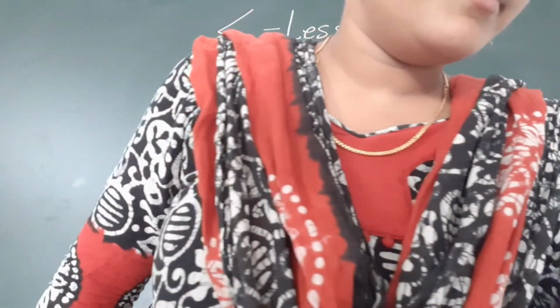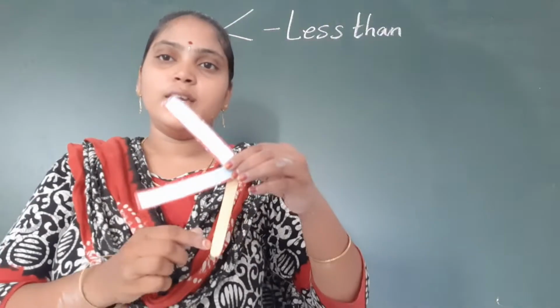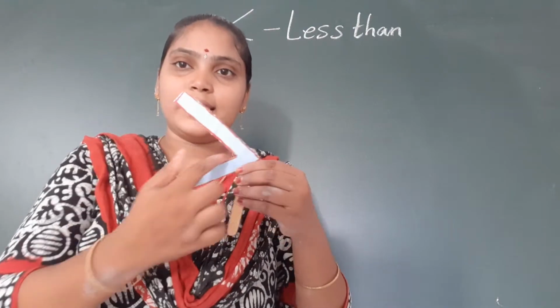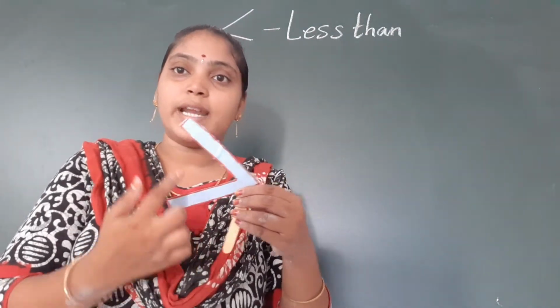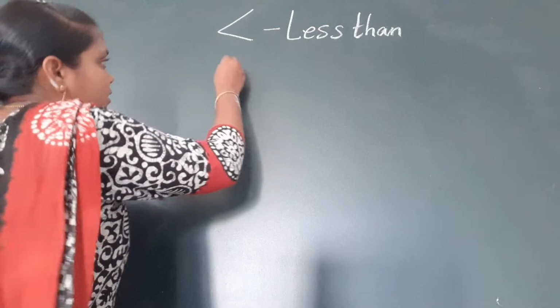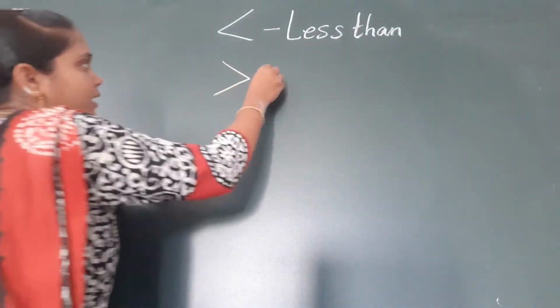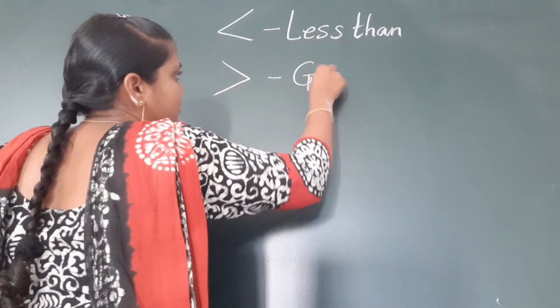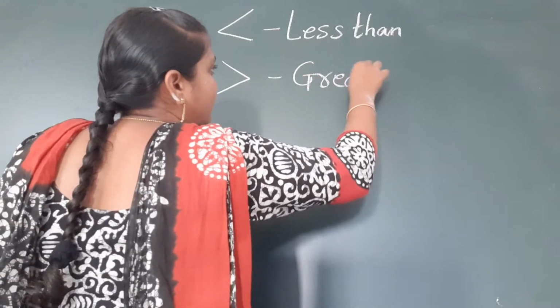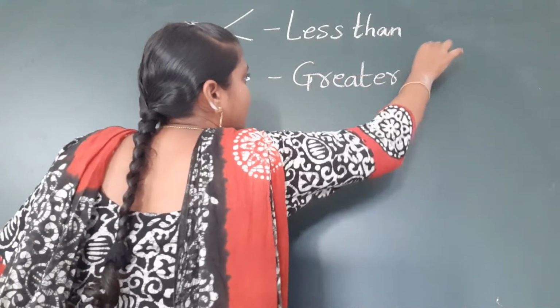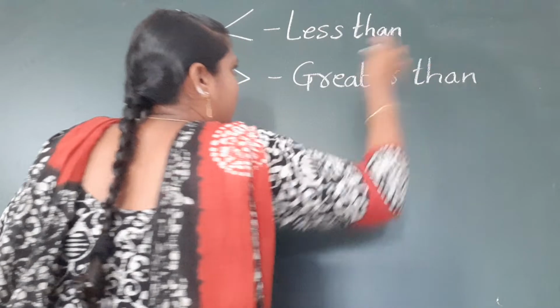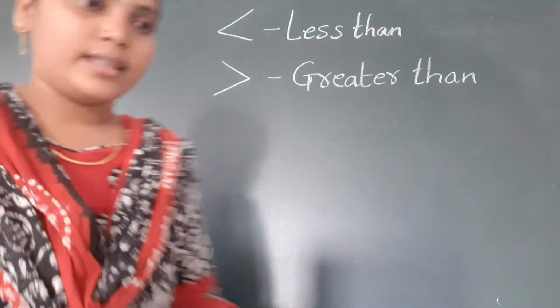And the second symbol, yes children, this is greater than. What symbol is it? It's greater than. You have to draw this symbol like this. G-R-E-A-T-E-R, greater, T-H-A-N, than. It's greater than.